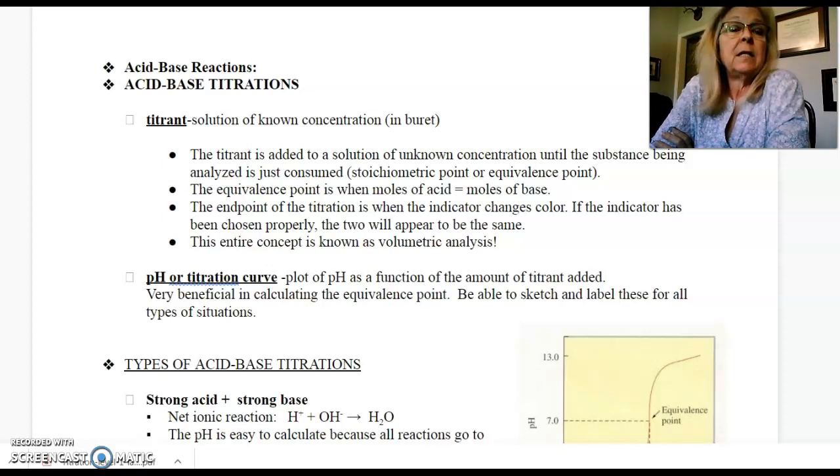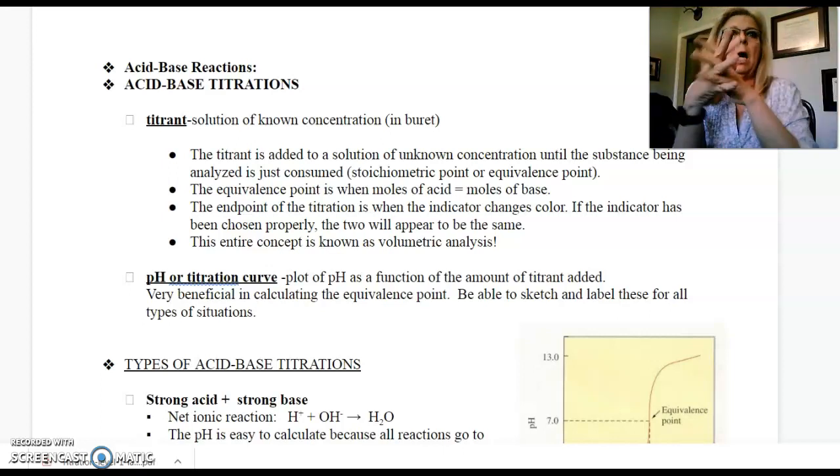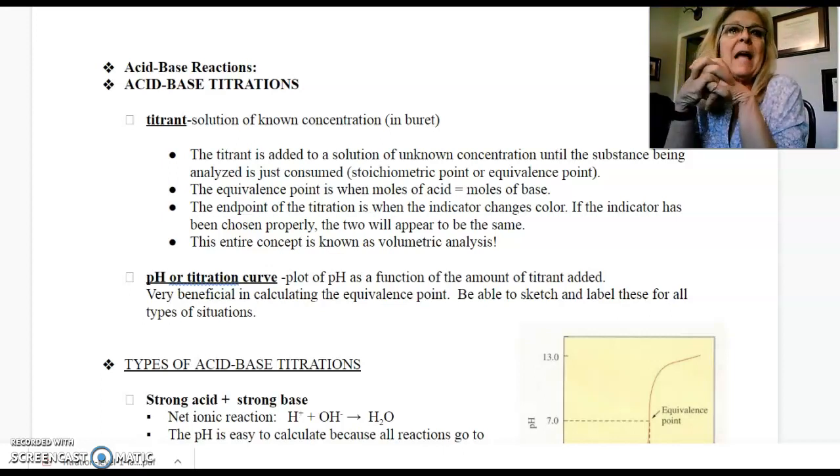The first is a titrant. A titrant is the solution that we know the concentration of that is placed in the burette. That's the long, thin tube. Then that is usually added step by step in a systematic manner into an unknown solution that is usually in the flask or the container underneath the burette.